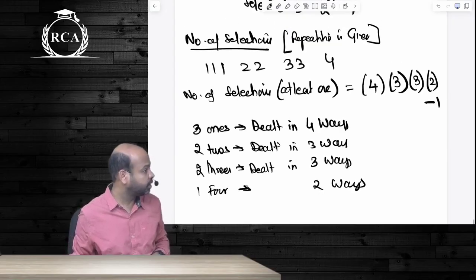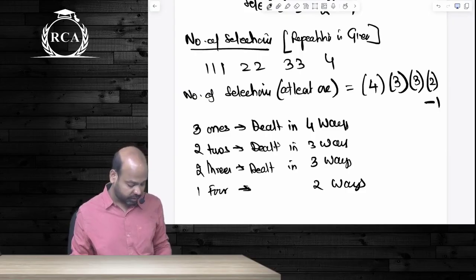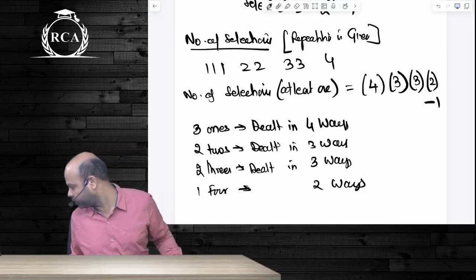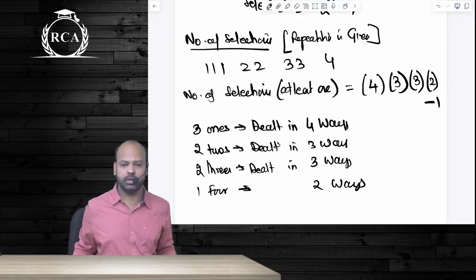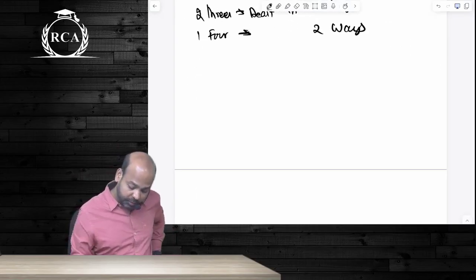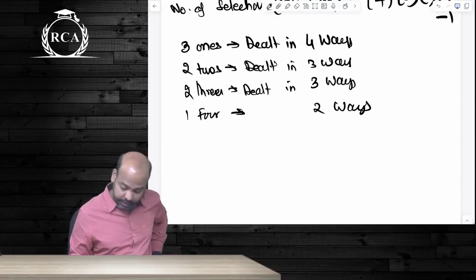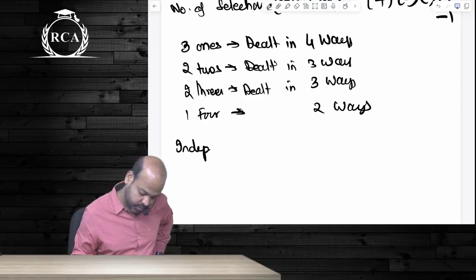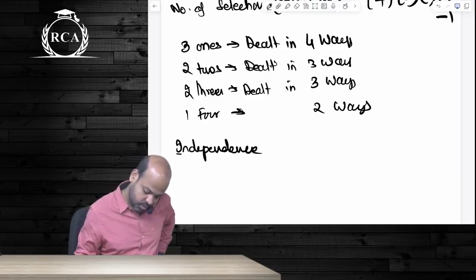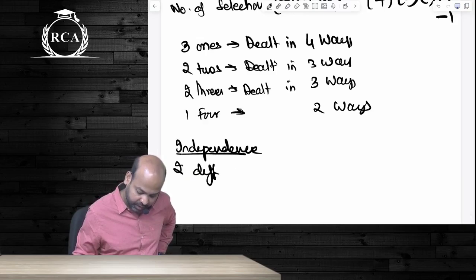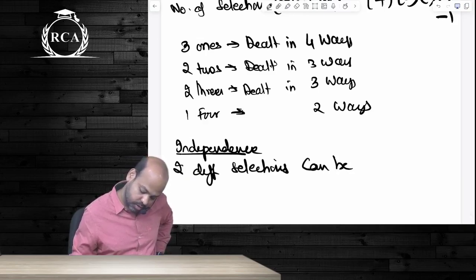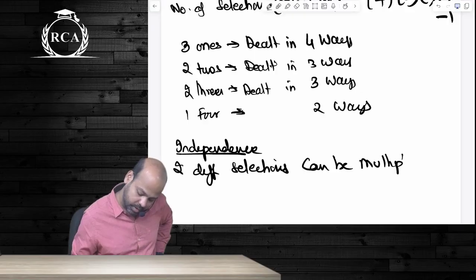Write this, beta: 3 1s can be dealt in 4 ways, 2 2s can be dealt in 3 ways, 2 3s can be dealt in 3 ways, 1 4 can be dealt in 2 ways. The last property, beta, was the notion of independence. Two different selections can be multiplied only if they are independent.